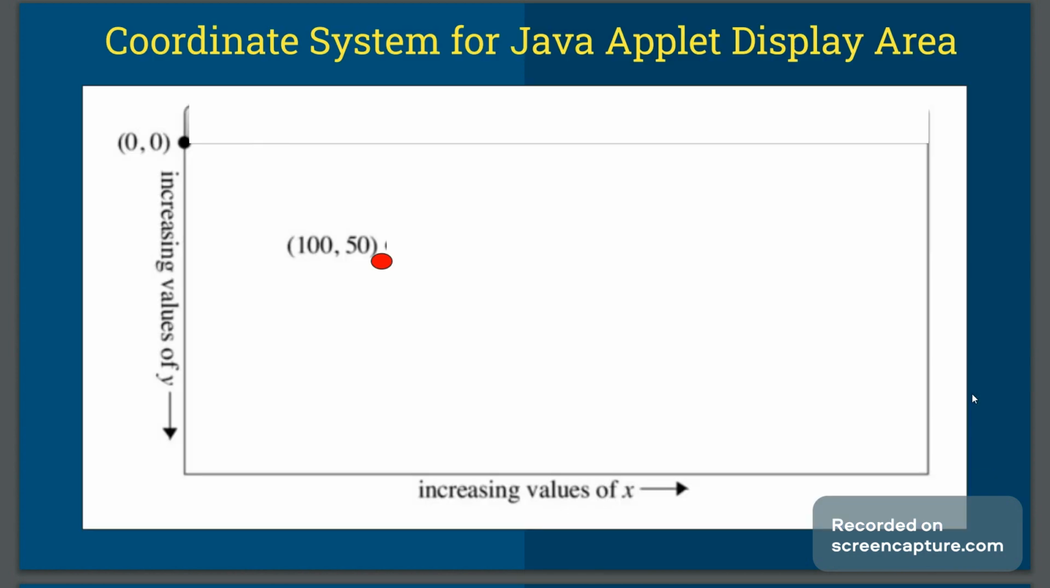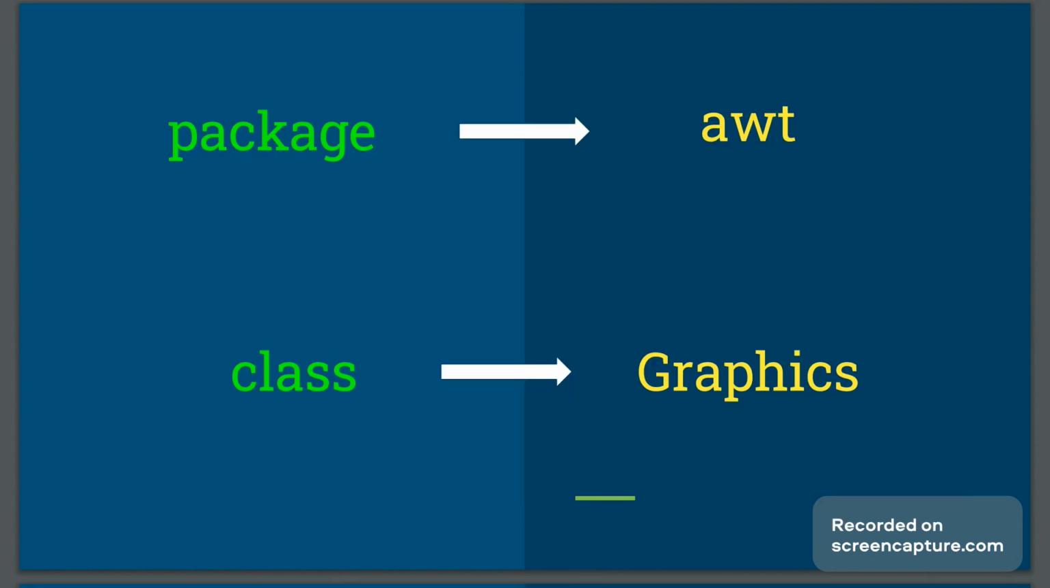So starting with the graphics, we always have to think about the coordinate system of the display area of a Java applet. The coordinate system starts from the top left corner as 0, 0, and the horizontal coordinate is x and the vertical coordinate is y. So for every pixel point on the display area, we need to mention two coordinates, that is the x coordinate and the y coordinate.